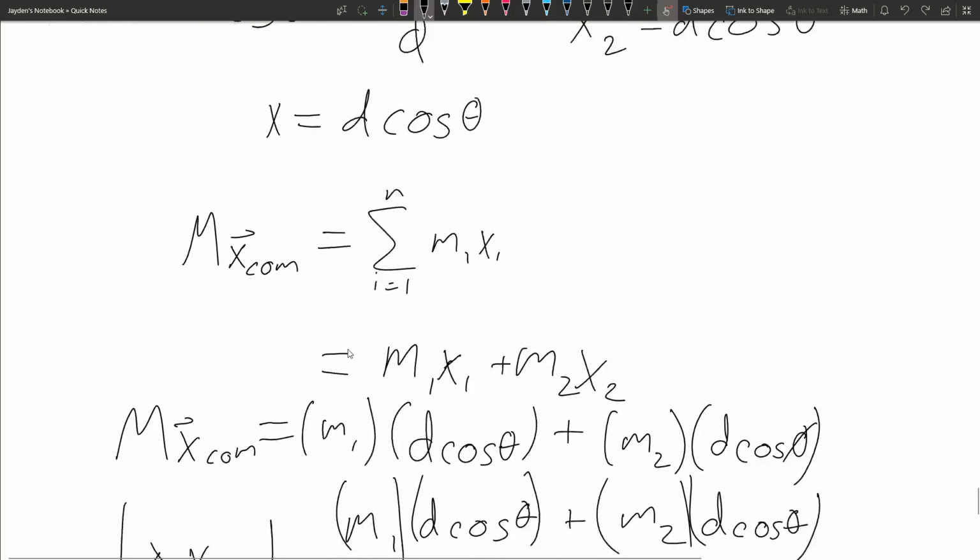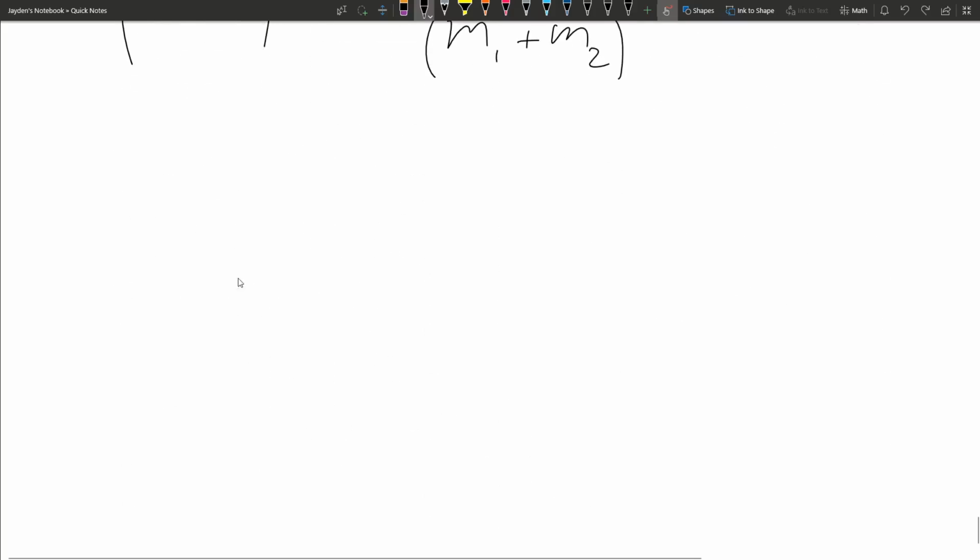Now let's find the vertical displacement. So this one's a little different because the triangles, this mass is actually going up.